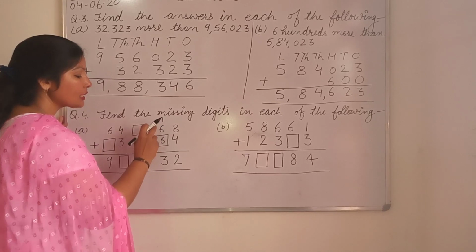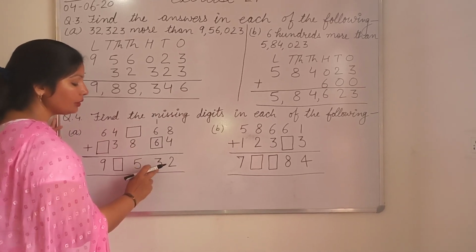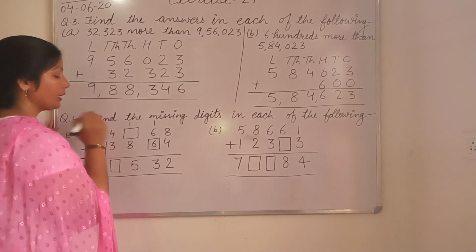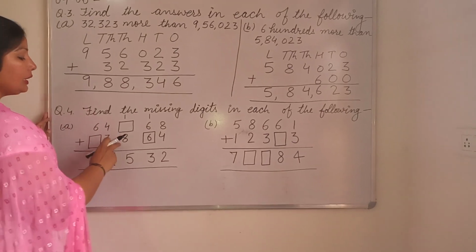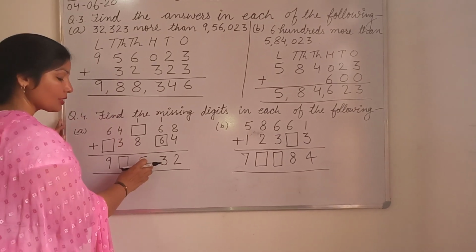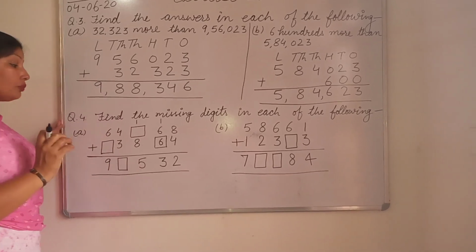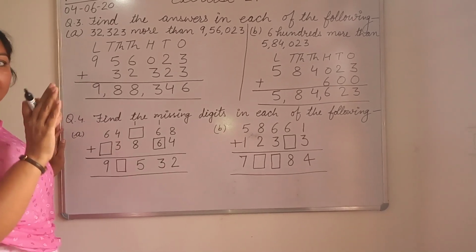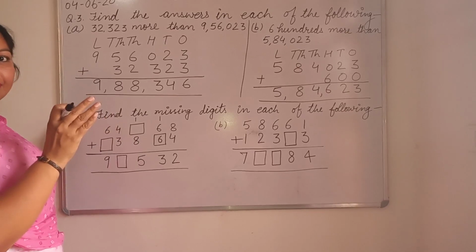Now 6 plus 6, 12 and 1, 13. So we write here 3 and 1 goes carry. Okay. Now 8 plus 1, 9. So in 9, what do we add to get the answer 5? We know that 9 is greater than 5, so in this ones line we can't get 5 again.